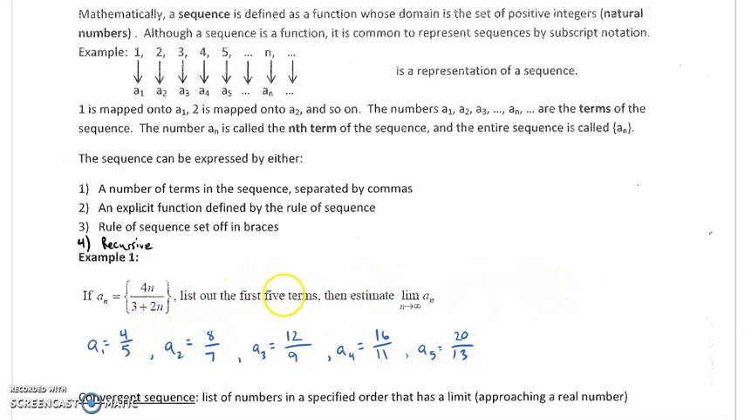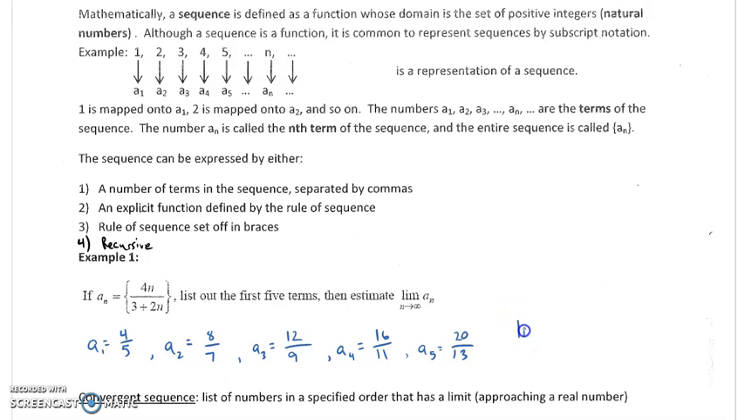So anyway, those are the first 5 terms. You could just write it as 4/5, comma, 8/7, comma, etc. You don't have to write the a sub 1 and the a sub 2 each time. Anyway, so that's the big idea behind sequences. It's just a list, an ordered list of numbers.